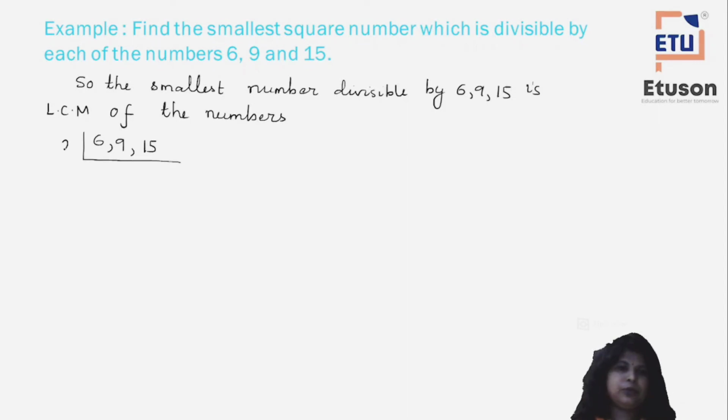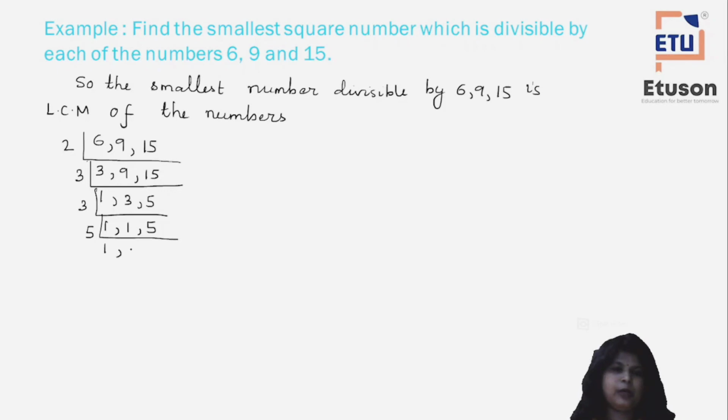So you took 2, you got 3, 9, 15. Then 3, you got 1, 3 and 5. Then 3, you got 1, 1 and 5. Then 5, you got 1, 1 and 1. So what is your LCM? Your LCM is 2 into 3 into 3 into 5, which is nothing but equal to 90.